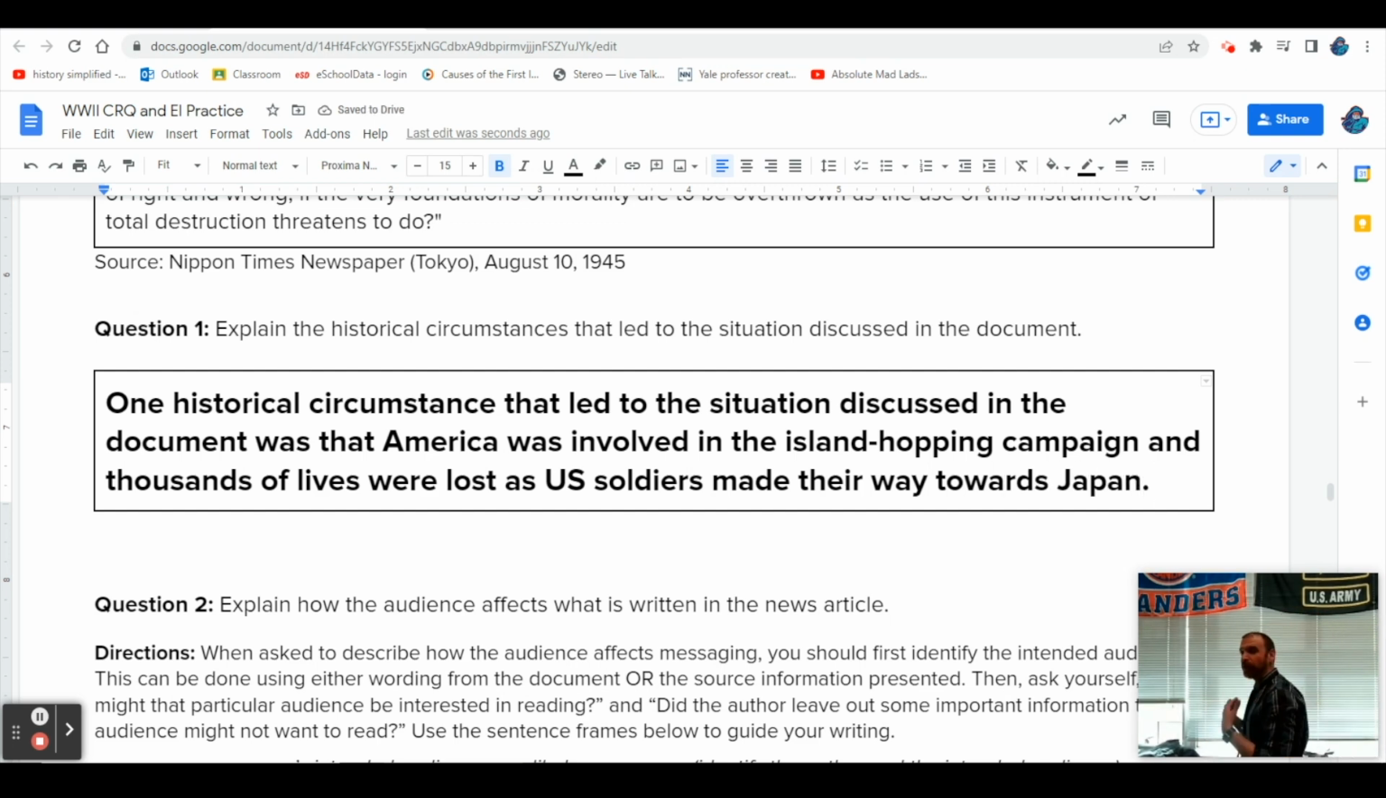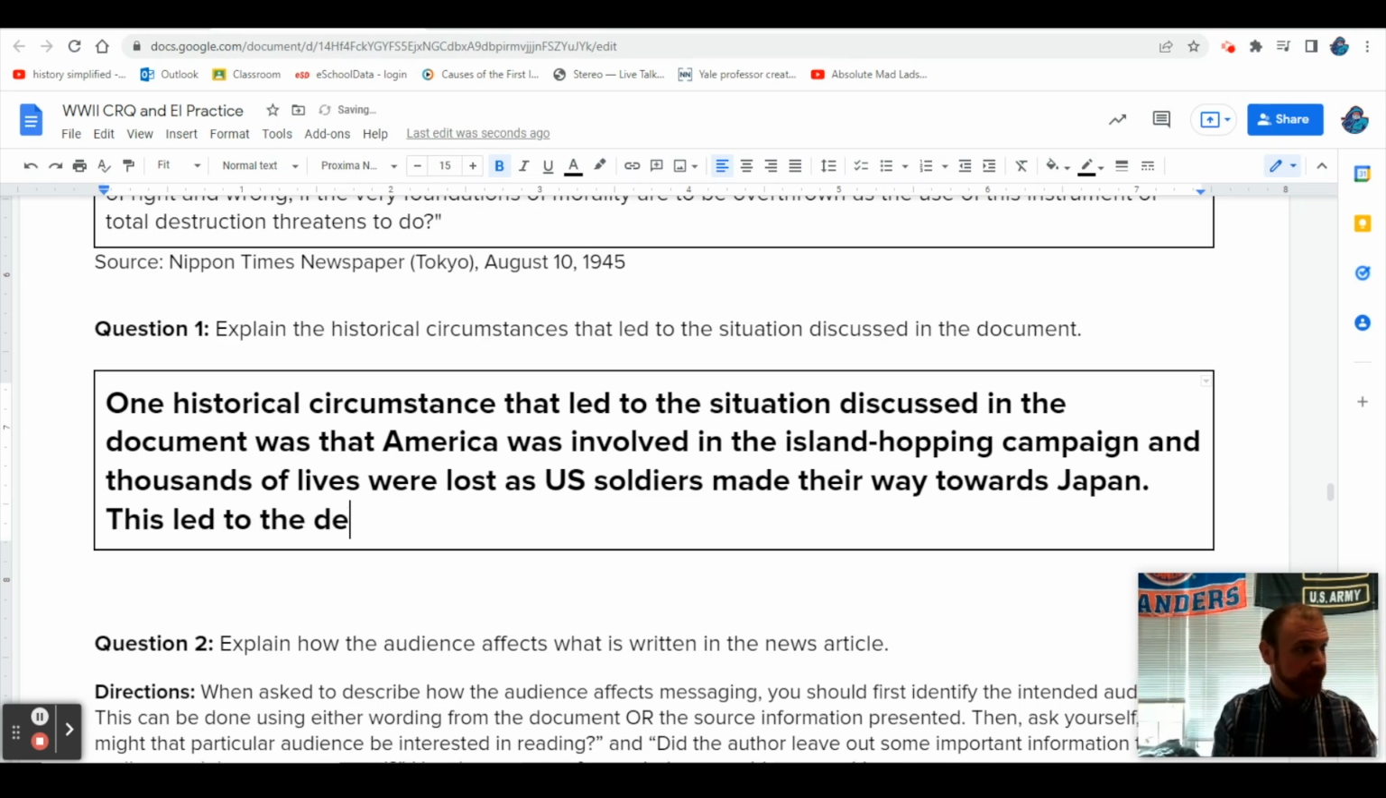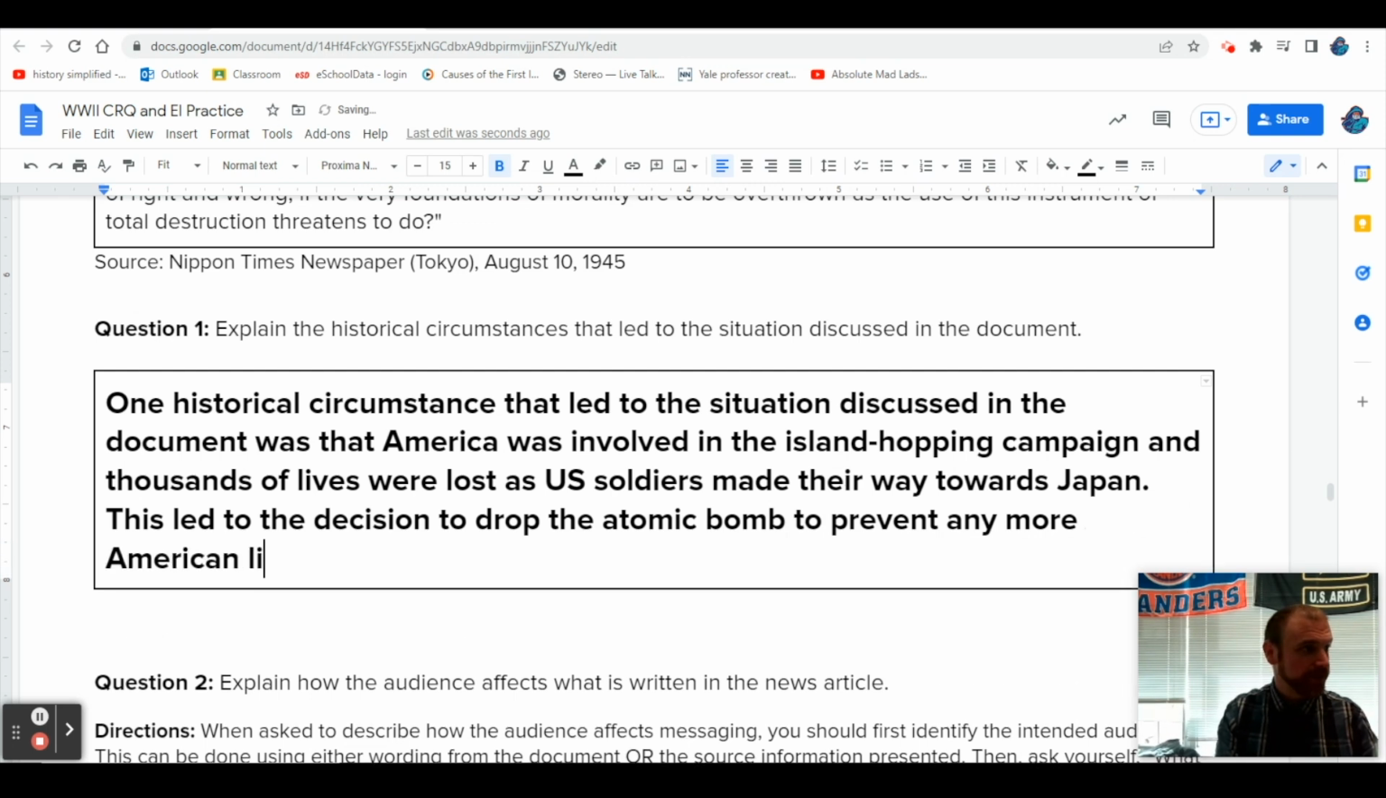Okay, that's the historical event, and then we just want to try to connect that event to what is shown in the document. Right? So the document is showing us the atomic bomb. We want to connect these casualties to using the atomic bomb. So I'm just going to say this led to the decision to drop the atomic bomb to prevent any more American lives from being lost.